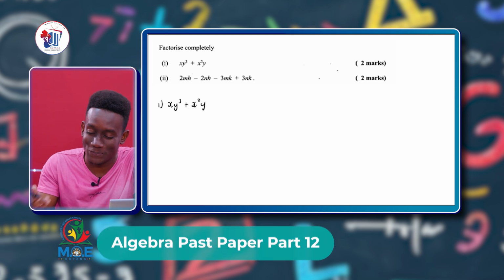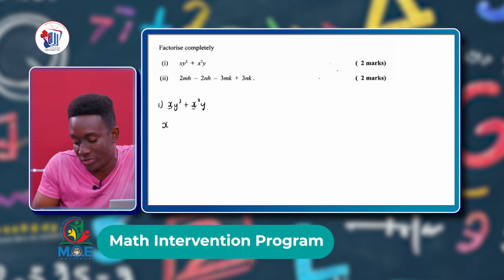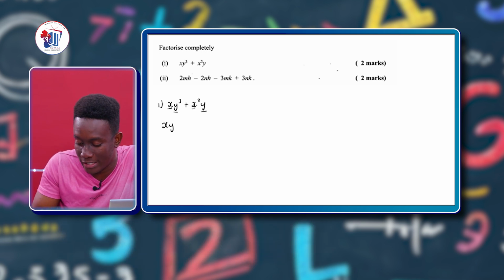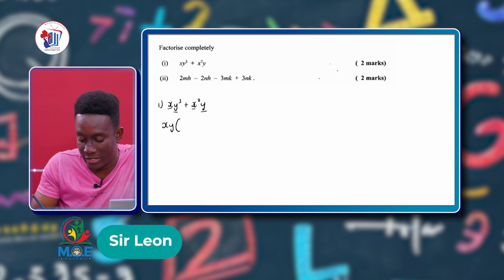So let's go. So let's look at the common factors here. So first of all, we see x is common in both. X is the highest common factor for x. So we factor out that x. And then we see y is also common in both. So we factor out the y. So when you factor out xy from here, we're left with.